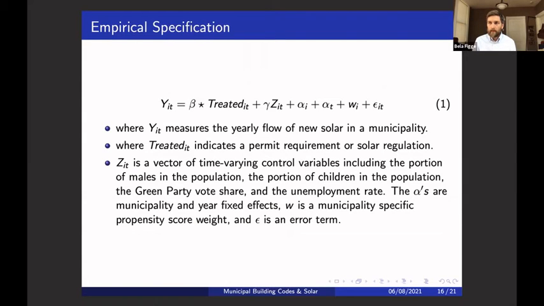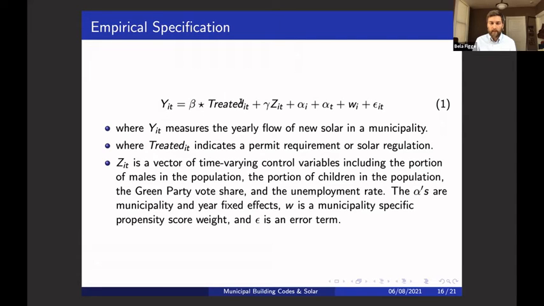So our empirical specification looks as follows. This is a generalized differences-in-differences strategy, or a two-way fixed effect model, depending on how you look at it. Our outcome here is the yearly flow of new solar in a municipality. So we measure the flow in this case, either the number of installations or the newly installed capacity.